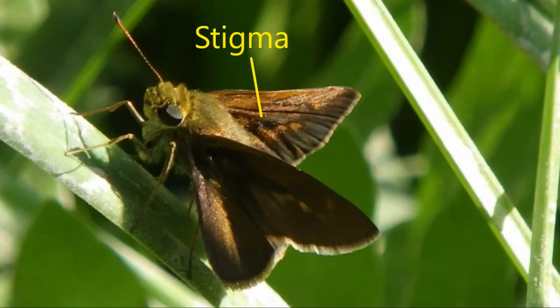Some male butterflies have a patch of specialized scales, the stigma, that produces scents used to attract females. This stigma on this dun skipper appears as a darker patch on the forewing. Stigmas aid in identifying and determining the sex of some butterfly species.